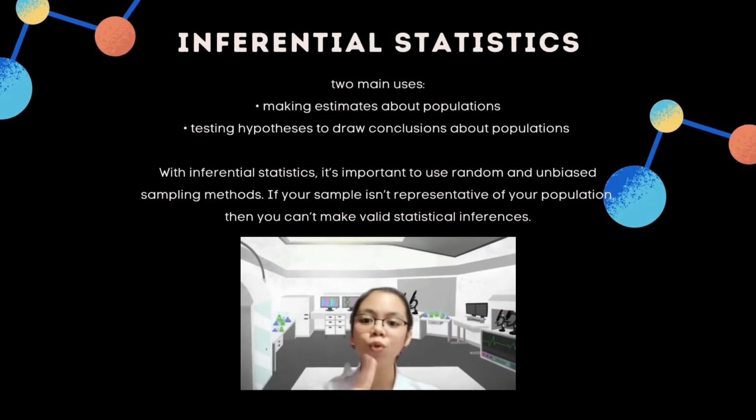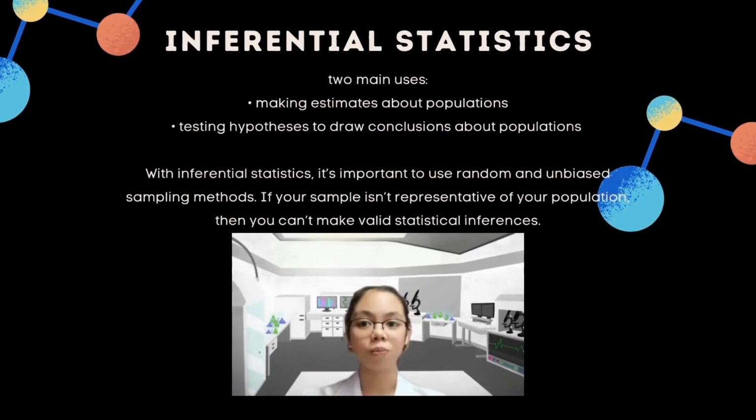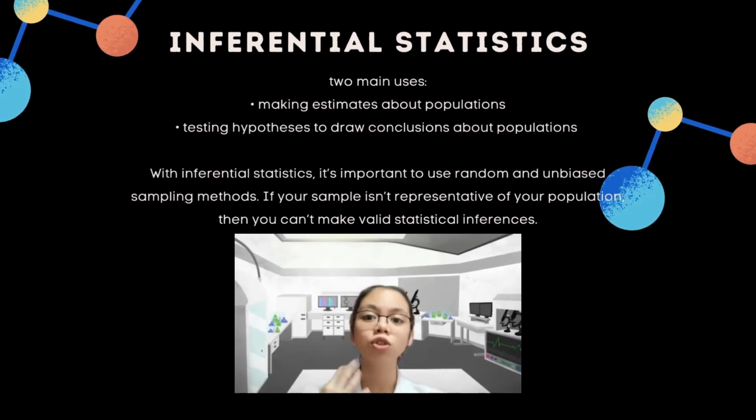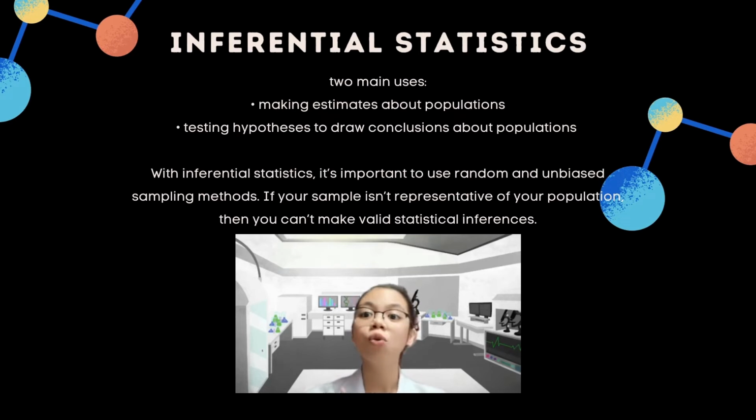Inferential statistics have 2 main uses: making estimates about populations and testing hypotheses to draw conclusions about these populations. With inferential statistics, it's important to use random and unbiased sampling methods. If your sample isn't representative of your population, then you can't make valid statistical inferences.